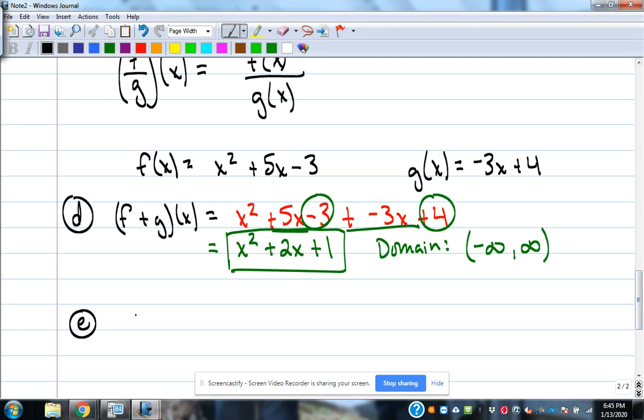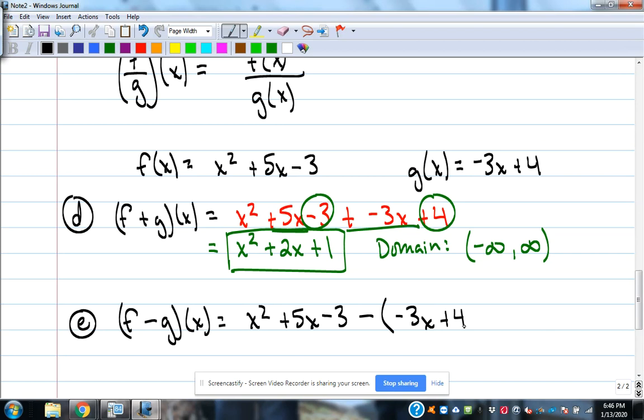Same two functions. Let's do E. F minus G of X. Got to be a little bit more careful when you do the subtraction. So we're taking x squared plus 5x minus 3 minus negative 3x plus 4. Now, he put parentheses in there this time, and he didn't last time. Why did he do that?